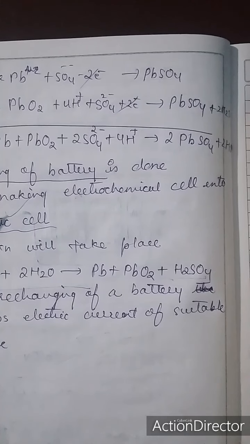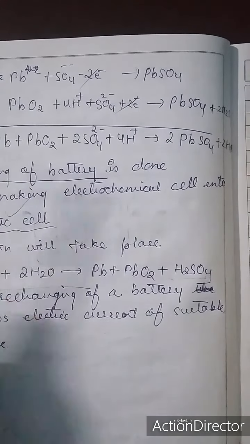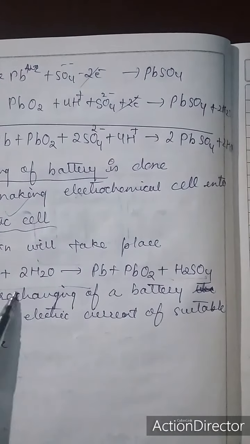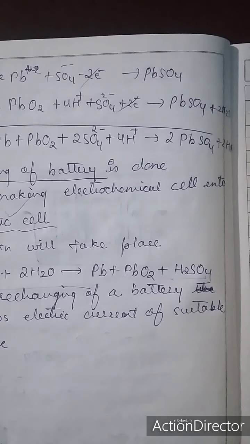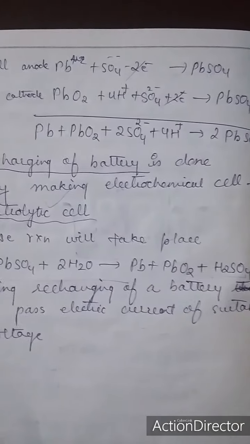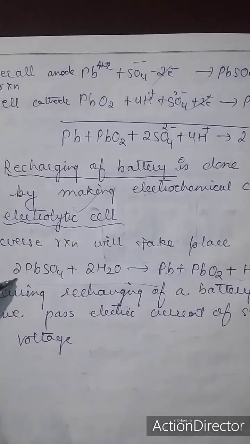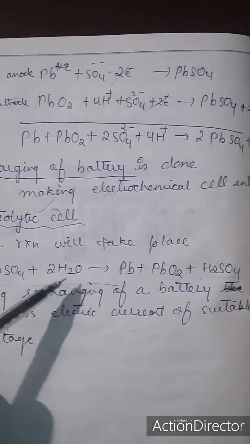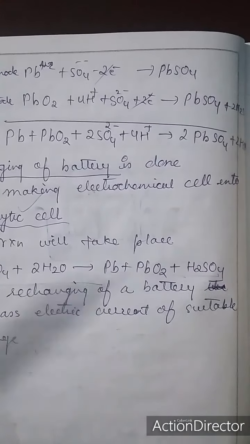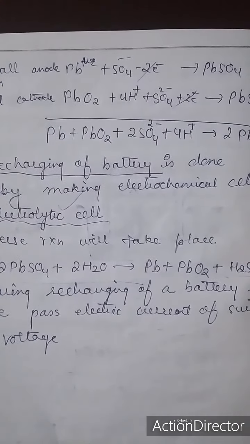Now, since it is a rechargeable cell, recharging of the battery will be done by making the electrochemical cell into an electrolytic cell. So reverse reaction will occur. So now this side it will be reactant and this side will be the product. During recharging of batteries, you can see this is the reaction, that is 2 PbSO4 plus 2 water molecules giving you Pb plus PbO2 and sulfuric acid. Now during recharging of the battery, we generally pass electric current of a suitable voltage.